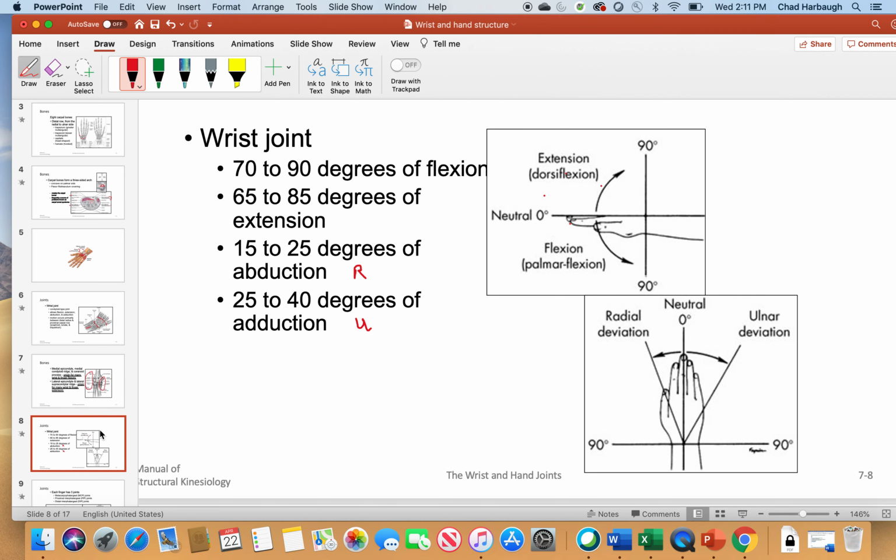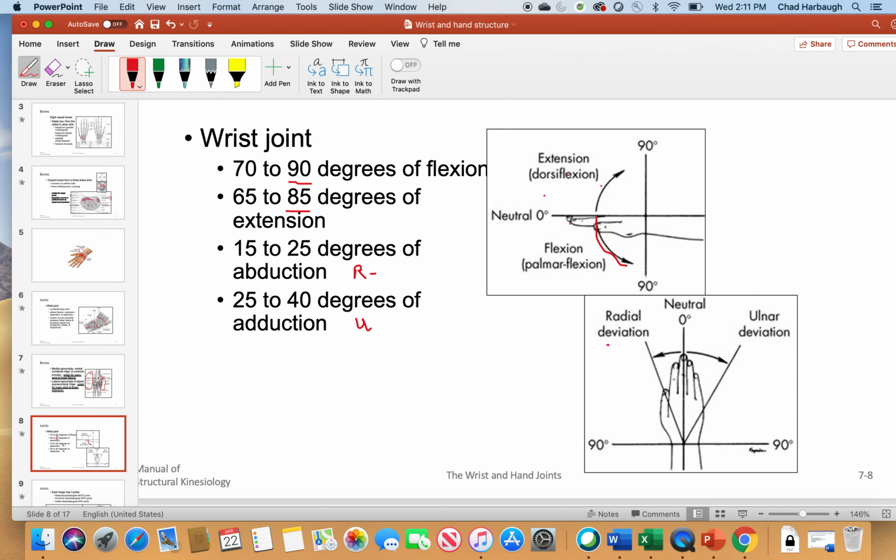So when we're looking at the wrist joint, we see that we have more ability to do wrist flexion. So we have the ability to do 90 degrees of wrist flexion versus extension of 85 degrees. And then when we look at abduction versus adduction, I put the R here. This is referring to the radius.